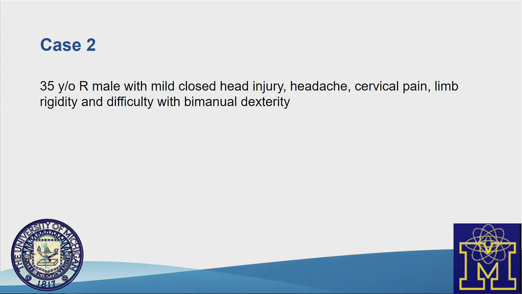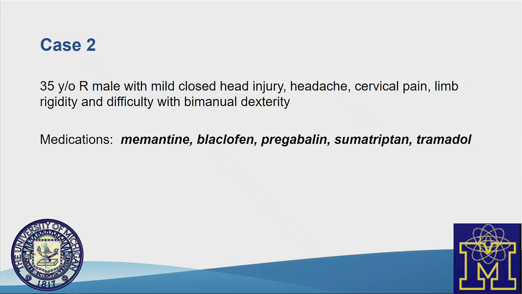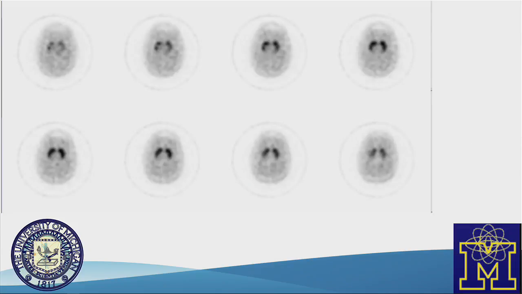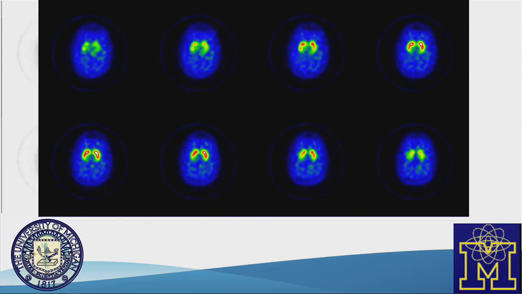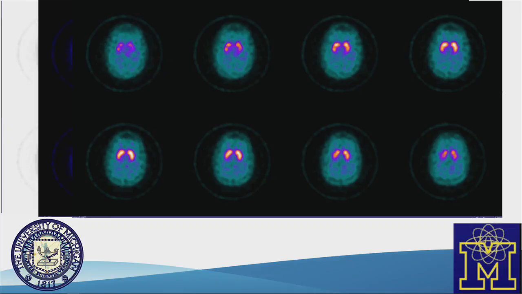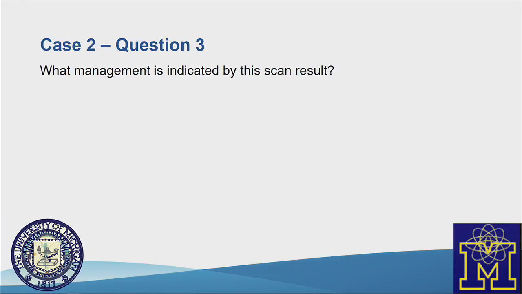All right. We have a 35-year-old male who was referred. He had a mild closed head injury followed by a multitude of complaints, including chronic headache, neck pain. He had some limb rigidity and difficulty with bimanual dexterity. He was on a whole boatload of medications targeting his rigidity and headaches. The question arose, is there evidence for nigrostriatal pathway damage? And here is his DAT scan, and here it is in color, and here it is in warm metal. And what do you think?